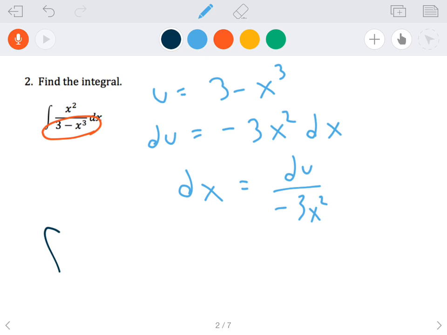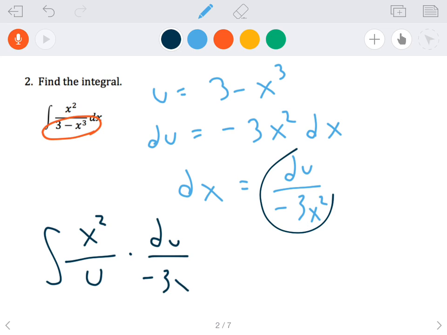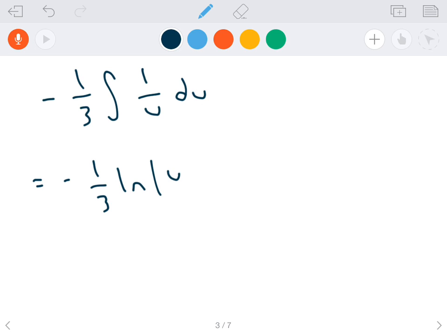Now when I rewrite my integral, I have x squared over the denominator is u now, and dx became this, du over negative 3x squared. And it's always nice and convenient when your x squared term, or whatever was on your numerator, cancels what's now in your denominator. And so this integral turns out very nicely. I have negative 1/3 times the integral of 1 over u du, which I know is just the natural log of the absolute value of u, plus c.